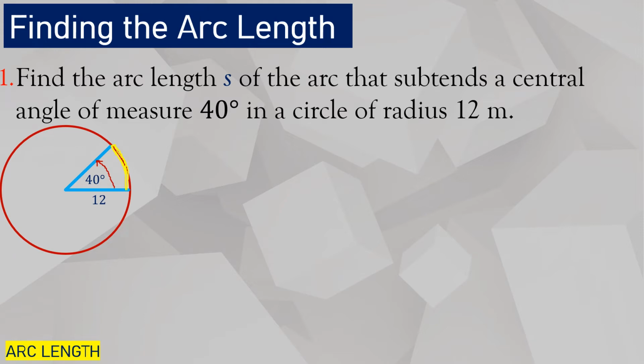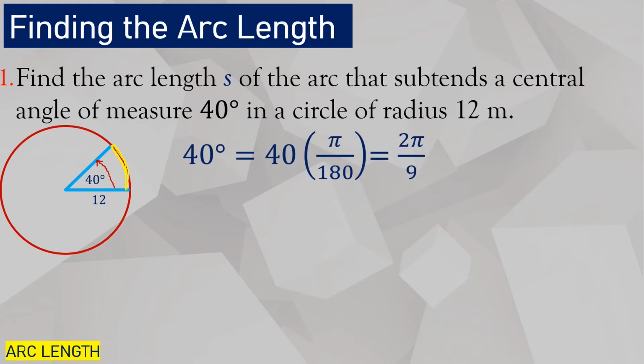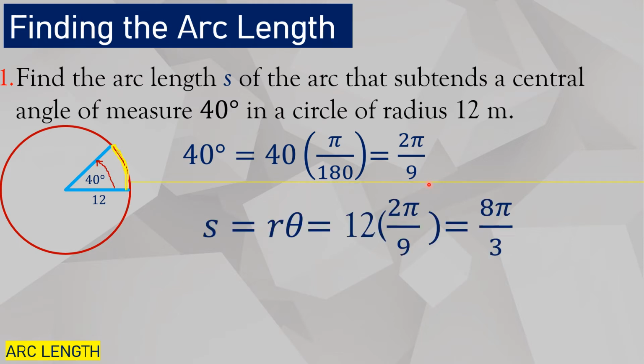Now, recognizing the rule, the first thing we need to do here is, since angle theta should not be in degree measure, we really need to convert 40 degrees into radian measure. Now, following the conversion rule, makakakuha na tayo ng 2 pi over 9. From that, we are ready to substitute to the formula that arc length S is equal to the product of the radius times the angle measurement. The radius is 12 meters. Multiply that to the radian measure of theta, that is 2 pi over 9.